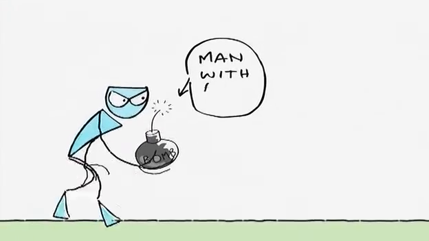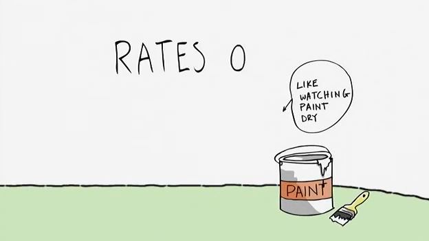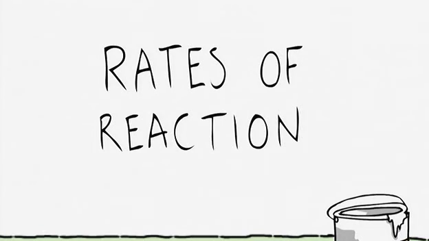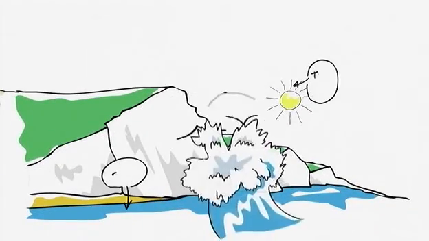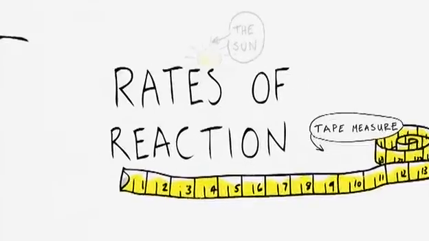The rate at which a chemical reaction takes place can be extremely fast or incredibly slow. In the next few minutes, we're going to look at the rate of chemical reactions. An explosion is a very fast reaction, but you can get very slow reactions too, like the weathering of rocks. So how can we measure the rate of a reaction?